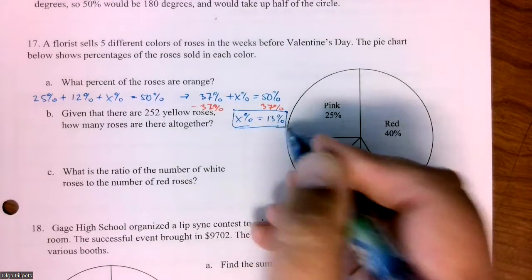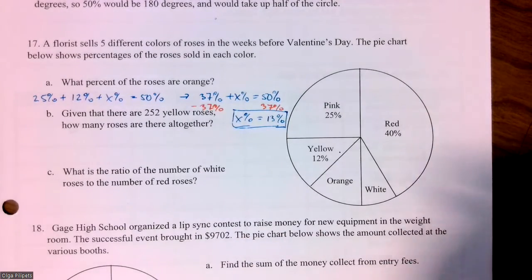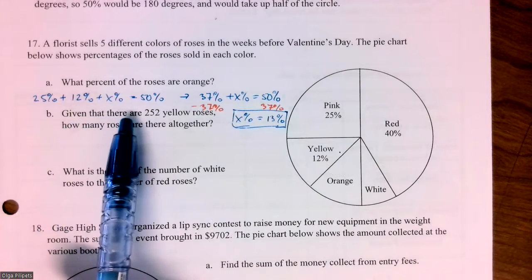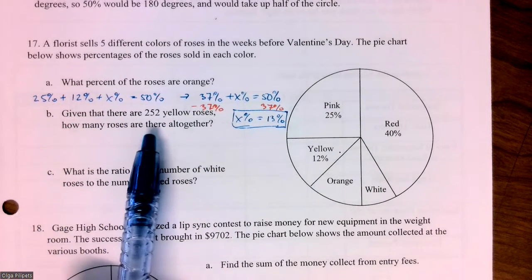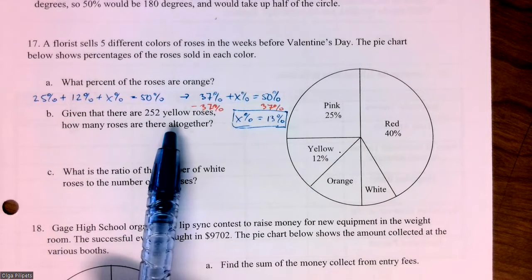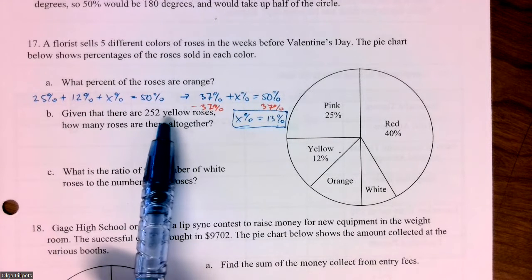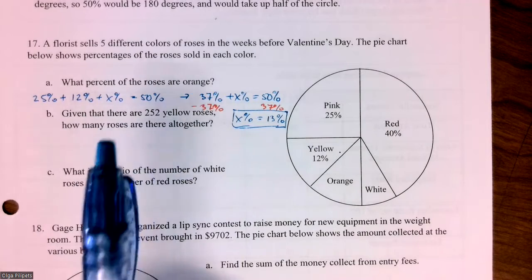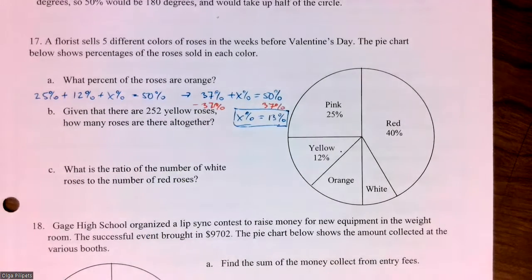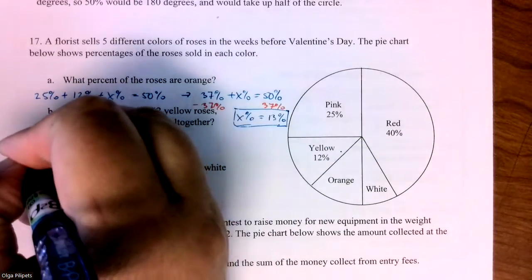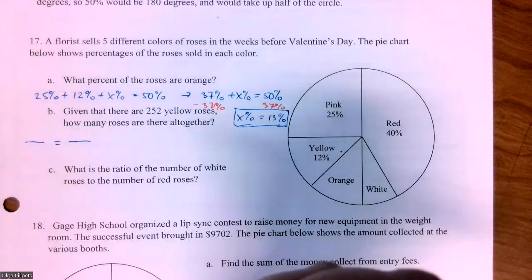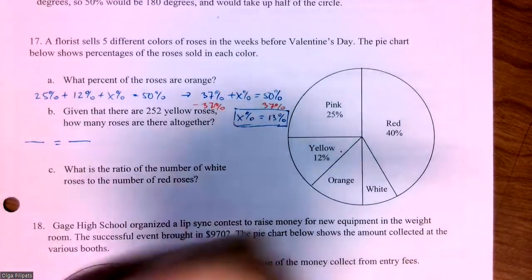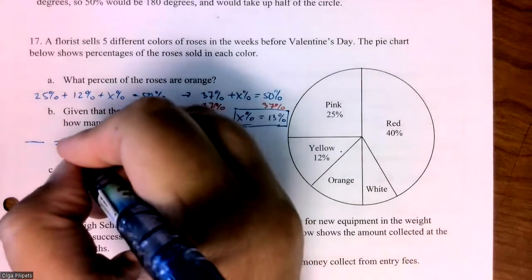All right, so let's take a look at question B. Question B says, given that there are 252 yellow roses, how many roses are there altogether? Okay, so remember our proportion, right? We have amount to the whole equals percentage to 100%, right? So let's figure it out.